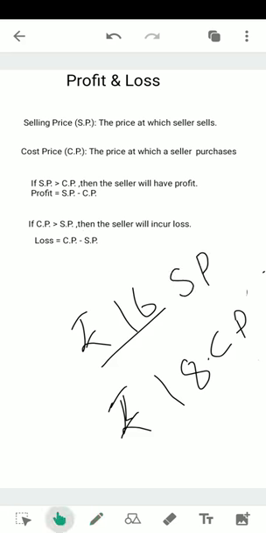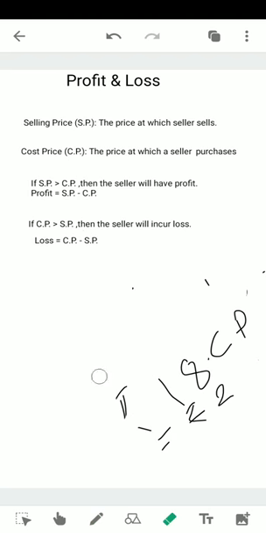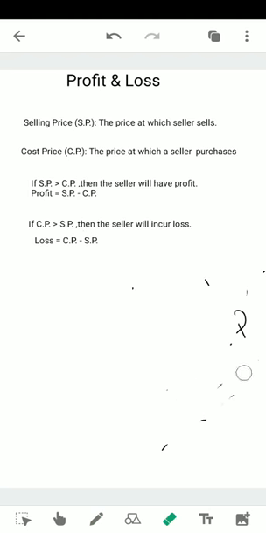So let us try to read the fourth point. If CP is greater than SP, then the seller will incur loss. So in this case also, CP is more than SP, then I can say that in this case, the shopkeeper is incurring loss. So loss is calculated as CP minus SP. So in this case, it will be 18 minus 16, that is rupees 2. So in the first case, rupees 2 was your profit, and in this case, rupees 2 is your loss. So that is regarding your discussion on selling price, cost price, profit and loss.